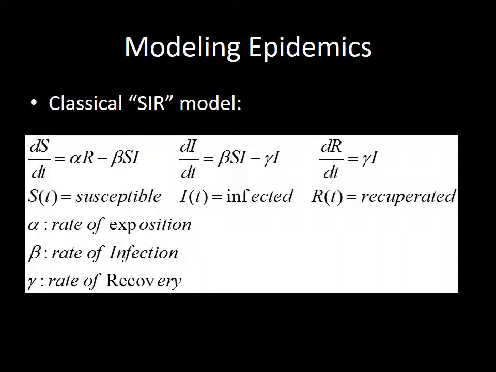Once an infected becomes recovered, it's part of the recovered pool, and the recovered pool grows according to the dynamics of the infected. The recovered grow at the expense of the infected. So that's the dynamic that's captured there. And similarly to the predator-prey model, you have alpha, beta, and gamma coefficients that are used to describe the rate of exposition to the epidemic, the rate of infection, actually catching the disease, and the rate of recovery, getting out of the disease.